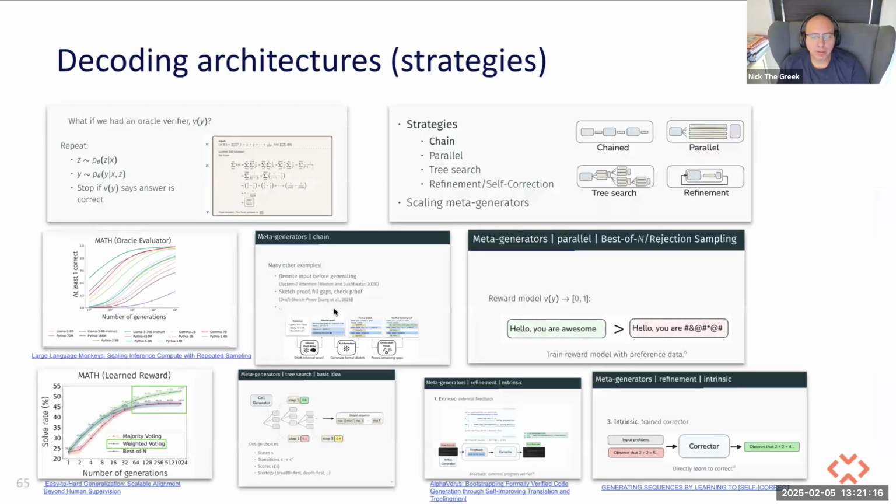And of course, this is the simple strategy. You can call that a very simple agent. But there are more refined strategies like tree search, chained, parallel refinement, that you can use.